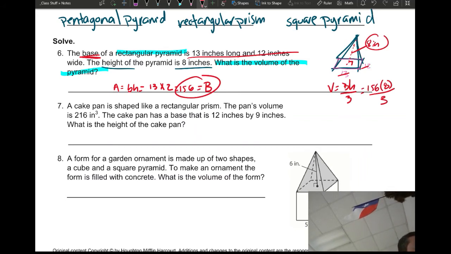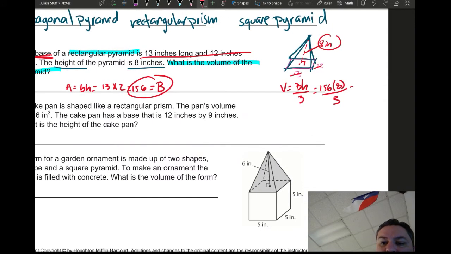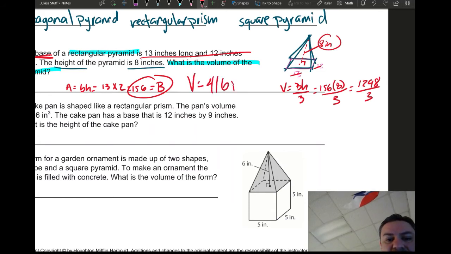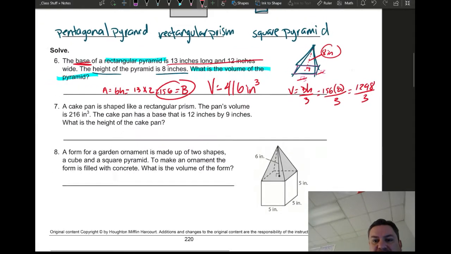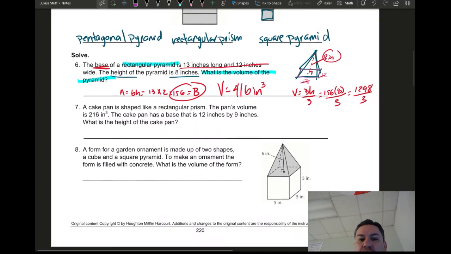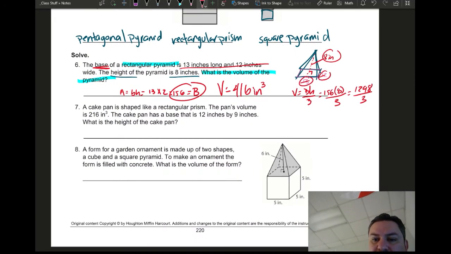156 times the height is 1,248, divided by 3. So the volume for this pyramid is going to be 416 inches cubed. The fast way to do this, whenever you have a square or rectangular pyramid, is to multiply the 3 numbers and then divide by 3, and you'll get the same answer.